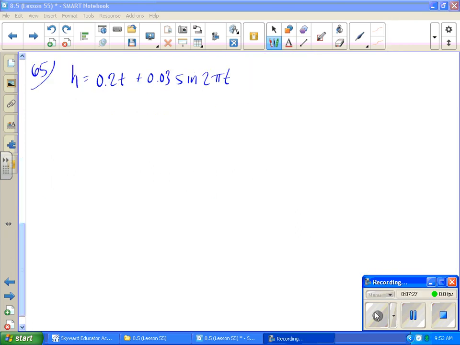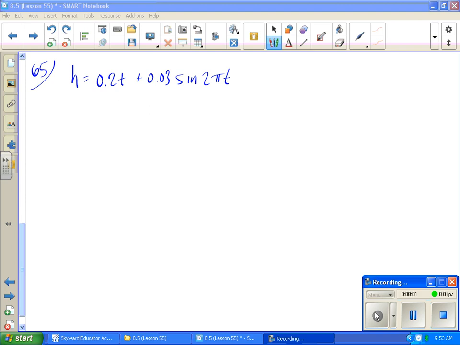All right, number 65, it's easy to get messed up on this one because of what they're asking for. So it says here, plants do not grow at constant rates during a normal 24-hour period because their growth is affected by sunlight. Suppose that the growth of a certain plant species in a controlled environment is given by this model, so I wrote that down, where h is the height of the plant in inches and t is the time in days, with t equals 0 corresponding to midnight of day 1. See the figure.